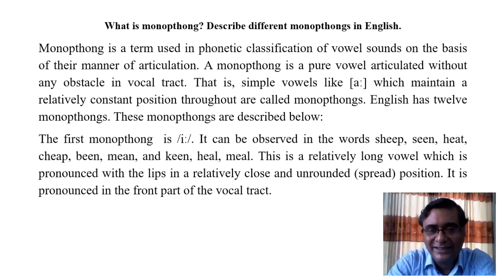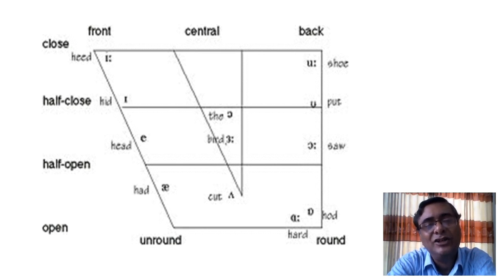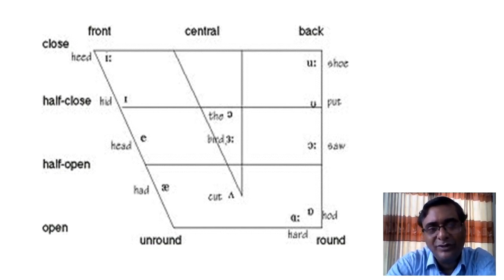Now, with these things, we will go back to the diagram to tell you where E stands. Let's go to the diagram. E, look at the left. E, heat, heat. Can you notice that it's in the front part of the vocal tract, and it's close, and it's unround. Look at the bottom, the horizontal line, unround.